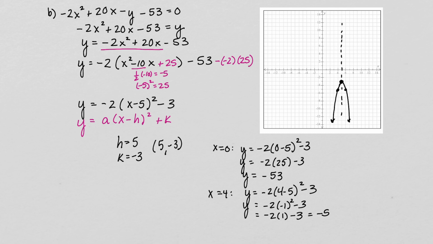So the key to these problems is being able to complete the square, find the vertex, graph the vertex, and then just pick a number to plot on one of the sides and then mirror it on the other side.